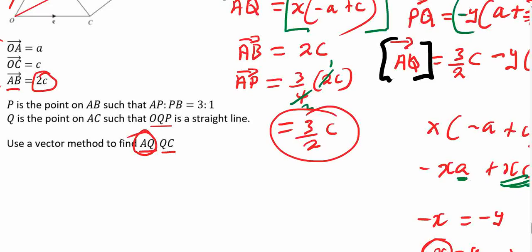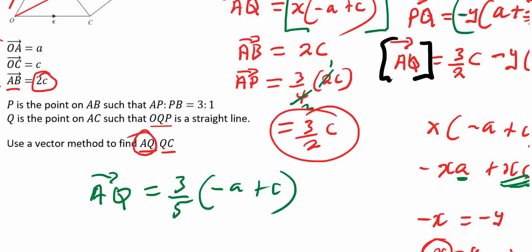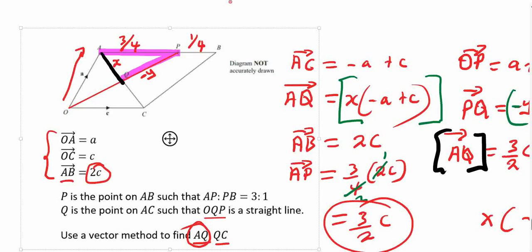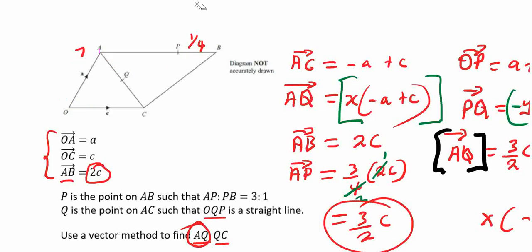So that means vector AQ is equal to 3 over 5 of negative A plus C. Remember that this is a fraction. 3 over 5 is a fraction of AC. So let's go back to the question. So AC, this is AC, and 3 over 5 is a fraction of that.